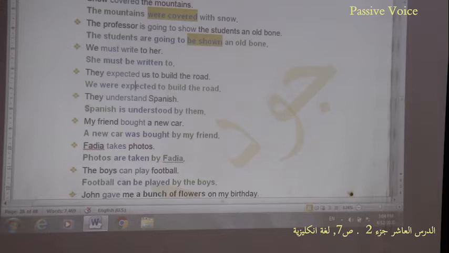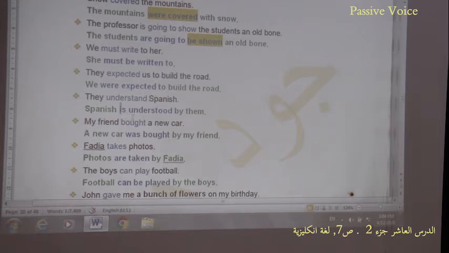Now they understand Spanish. We start with the object, Spanish. Understand is a verb in the first form, namely the present simple. So we need verb to be in the present simple. So Spanish is, because it's a singular noun. Spanish is understood, the third form. So understand, understood, understood. So Spanish is understood by them. They is a subject pronoun, and we use it in the object case after the preposition by.